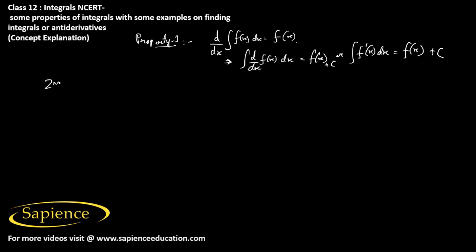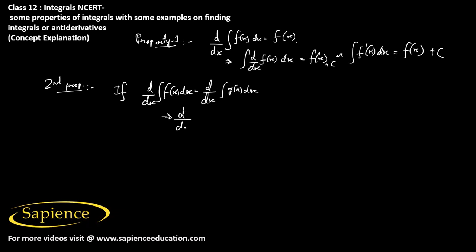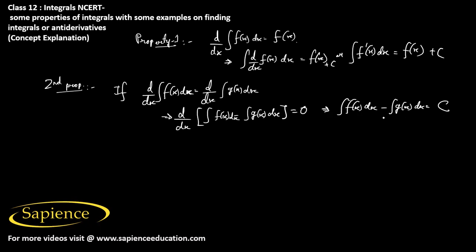And the second property is that if d by dx of integral f of x dx is also equal to the derivative of the function integral g of x dx, then we can say that d by dx of integral f of x dx minus integral g of x dx is equal to 0, which means that integral f of x dx minus integral g of x dx is equal to some arbitrary constant C. So therefore we can tell that integral f of x dx is equal to integral g of x dx plus c.